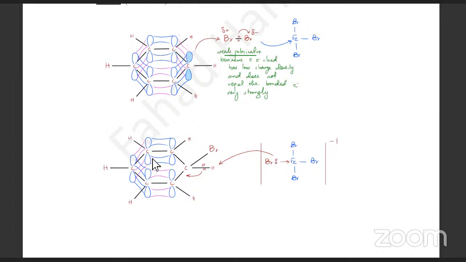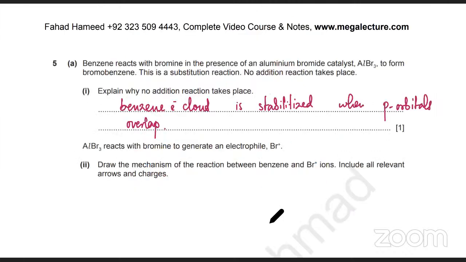Okay, so the Br-1 does not get attracted to the positive charge over here. It instead gets attracted to the H over here. And the electrons over here get mixed up with this pi electron cloud, and the H leaves, and then that bonds with Br. So the idea is that the ring system is a very, very stable system, and it's very hard to actually get rid of it.